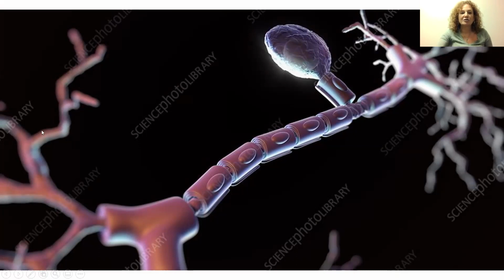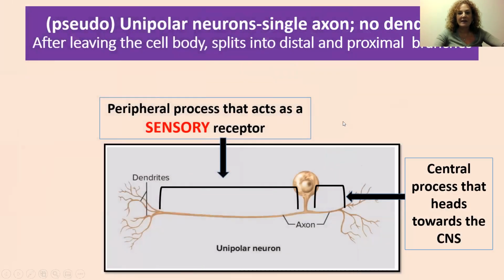At the end of the axon, you do have these processes that come off the axon, but they do not contain dendrites or formal dendrites that come off the cell body. Here's a diagram of the same thing. You have your cell body with a single axon that comes off the cell body. This is a pseudo-unipolar. In other words, it looks like a unipolar. It's not an actual unipolar because of the way it splits after it exits the cell body. But this is a good example of a pseudo-unipolar neuron.